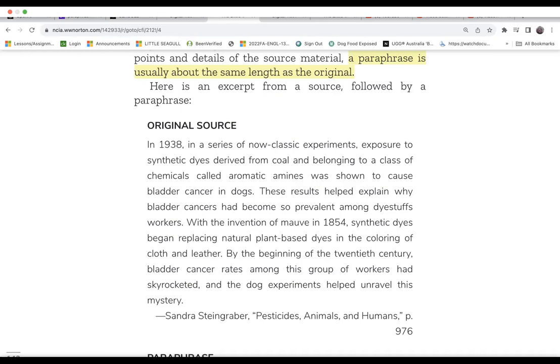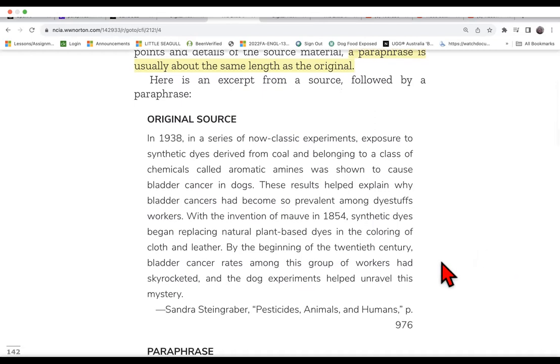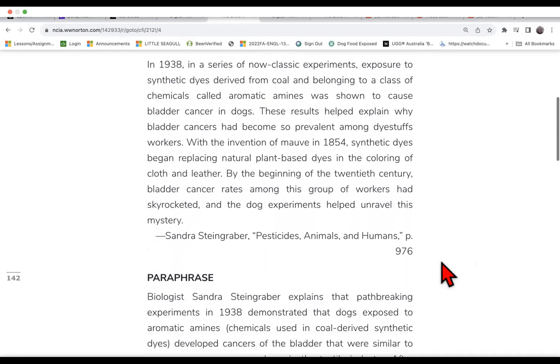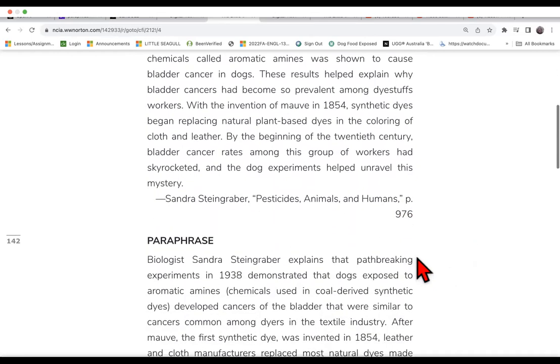With the invention of mauve, which is kind of a purplish pink, in 1854, synthetic dyes began replacing natural plant-based dyes in the coloring of cloth and leather. By the beginning of the 20th century, bladder cancer rates among the group of workers had skyrocketed, and the dog experiments helped unravel this mystery. By Sandra Steingraber, who wrote Pesticides, Animals and Humans, page 976.